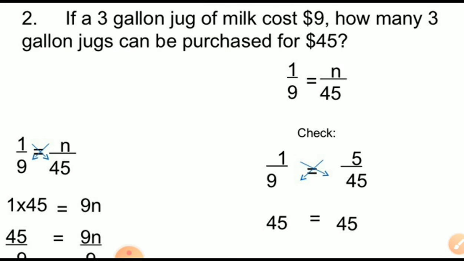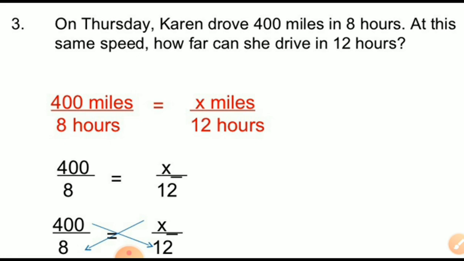Same way second one. If a 3-gallon jug of milk costs $9, how many 3-gallon jugs can be purchased for $45? Yes, correct, my dear student. Here is the answer for you. 5. How many are there, beta? 5. Isn't it? Correct. Look at the third one.